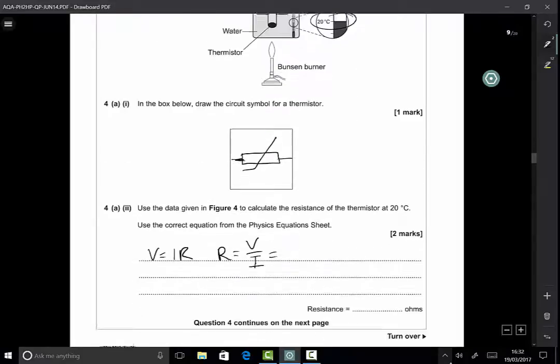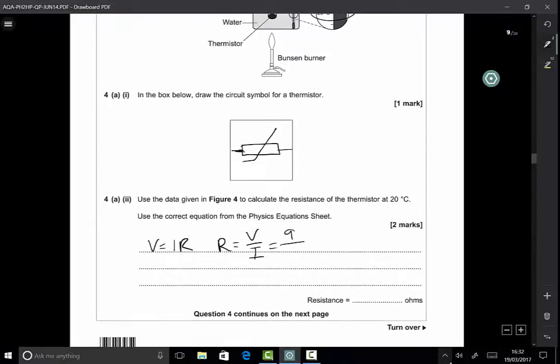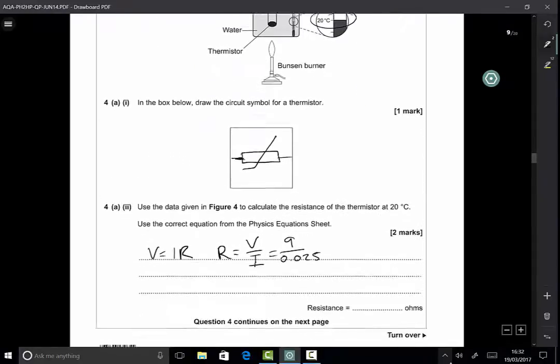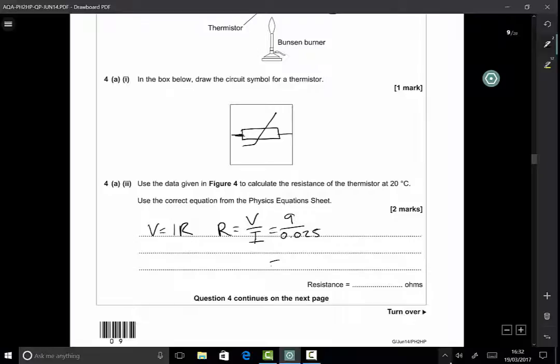So our voltage was 9. We're dividing that by 0.025. We just check that that's in amps and volts and not milliamps or anything that's trying to confuse us. Okay, again, go to the calculator. 9 divided by 0.025 equals 360.